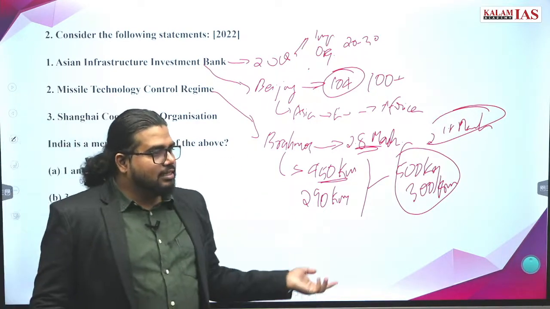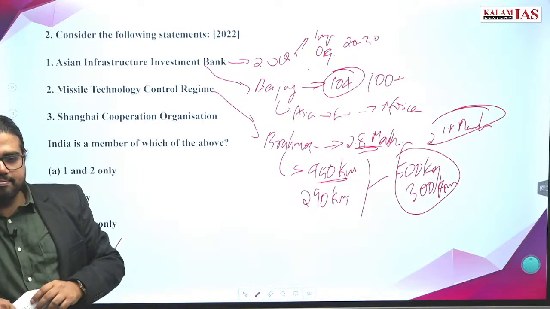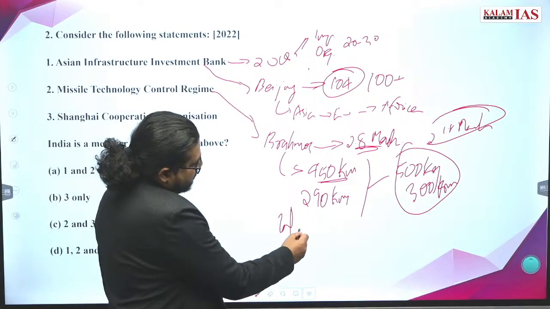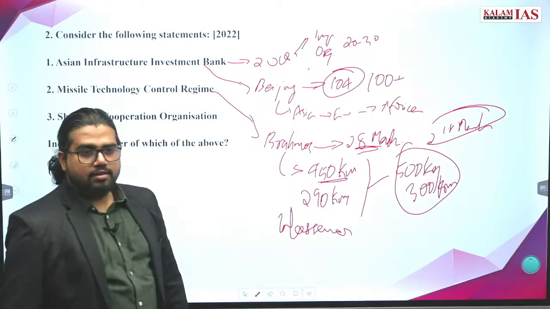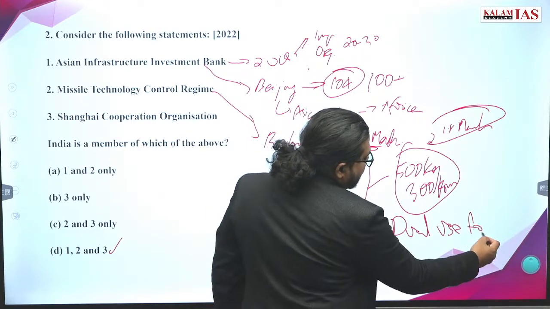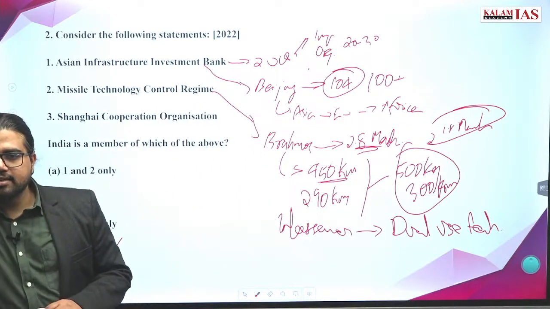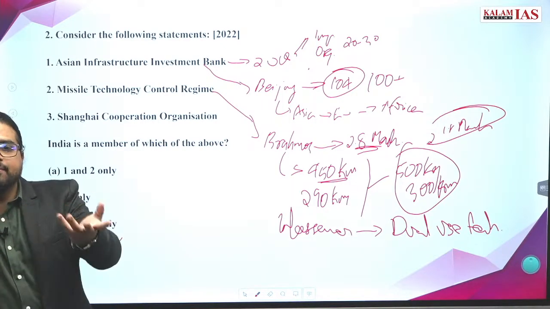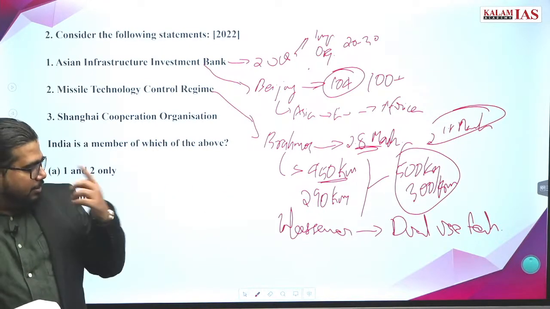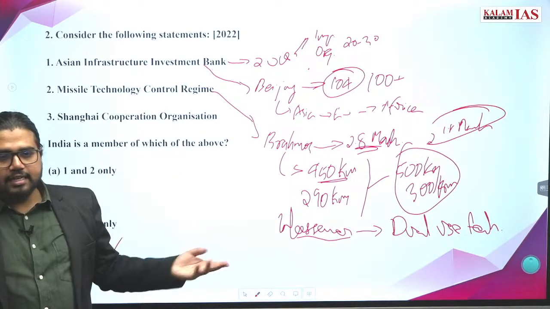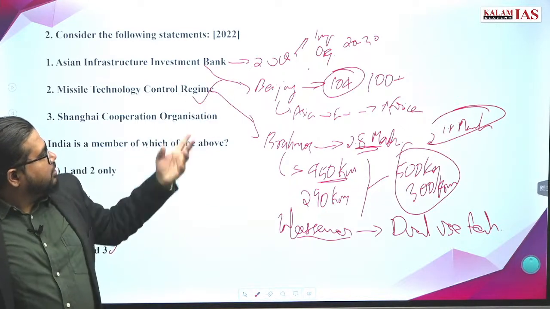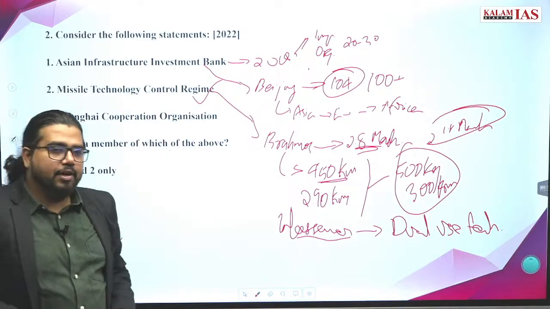So MTCR, what is the other major technology control regime? Wassenaar Agreement. What is this for? Dual use technologies, transfer of dual use technology. Dual use means it can be used for, say, biological weapons, or some nuclear associated technology can also be made out of it. It can be multi-purpose. The dual use technology control regime is the Wassenaar Agreement. Is India part of it? Yes, India became a part of it in 2016-17, and India became a part of MTCR.